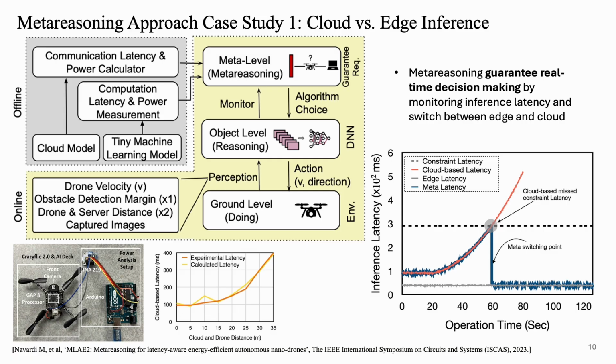To begin, I collected offline data on power consumption and communication latency, and then designed a meta-policy to dynamically switch between cloud and edge models. The plot on the right shows a comparison. The red curve represents a cloud-only approach, which fails to meet real-time latency constraints. In contrast, the meta-policy successfully completes the mission while satisfying latency requirements.